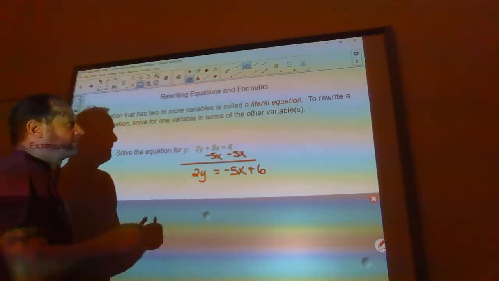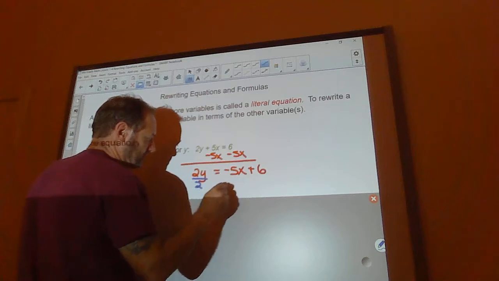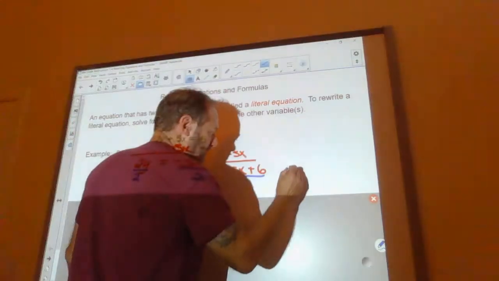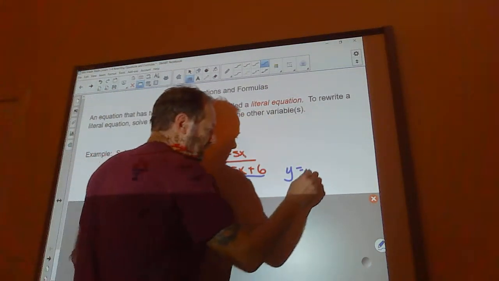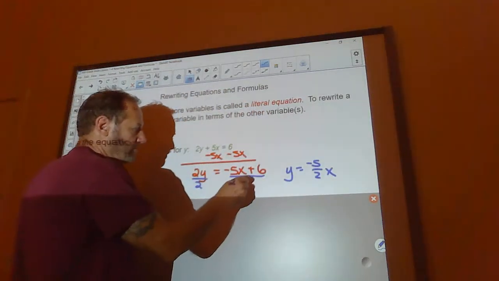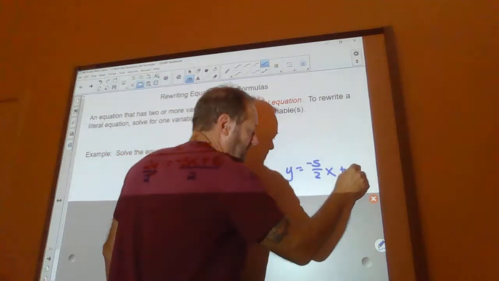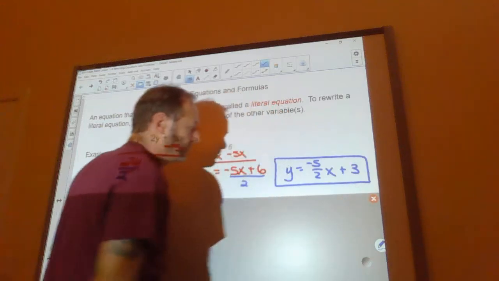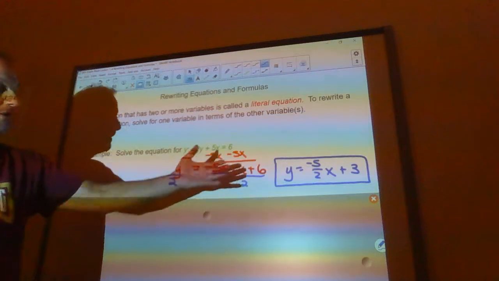Okay, now I need to divide by 2 because I don't want to know what 2y is. I want to know what y is. So I'm going to divide by 2. That's going to cancel those. It's going to leave me with y equals. So this is negative 5 divided by 2 x plus. Now remember, this is also divided by 2, so 6 divided by 2 is 3. And there you go. I've solved for y. And I don't get an answer. I don't get y is 10. I get an equation.